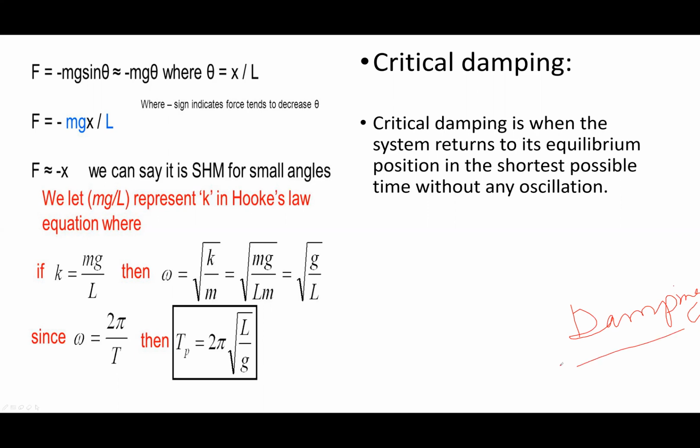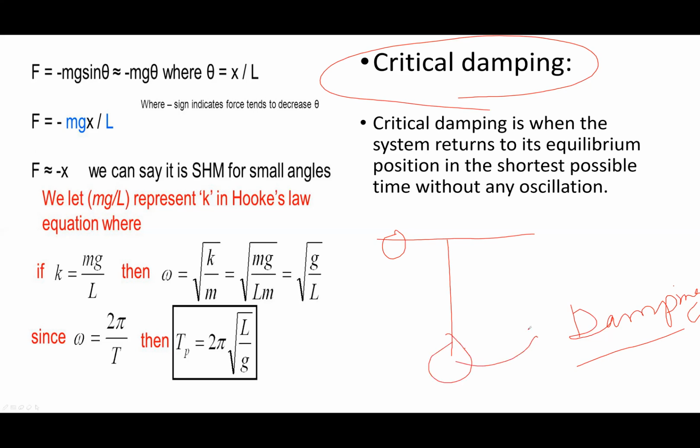First we will study critical damping. Critical damping is when the system returns to its equilibrium position in the shortest possible time without any oscillation. For example, this is a pendulum. When it is displaced from its equilibrium position, it vibrates, it oscillates. So it's not critical damping. If it's not critical damping, it's light damping.